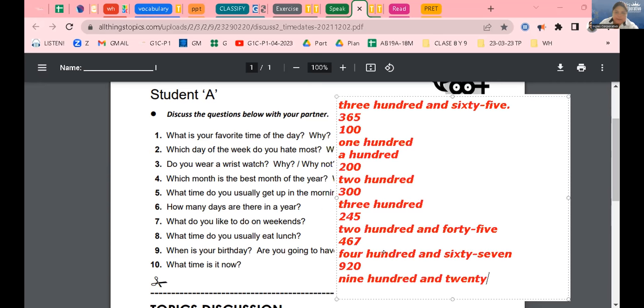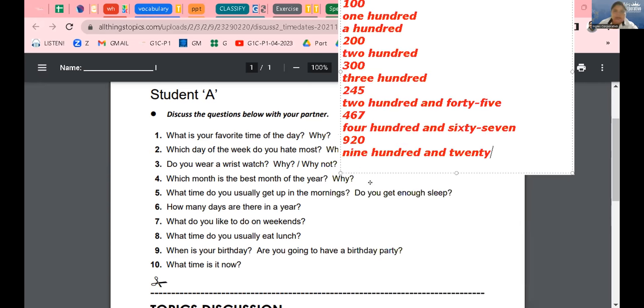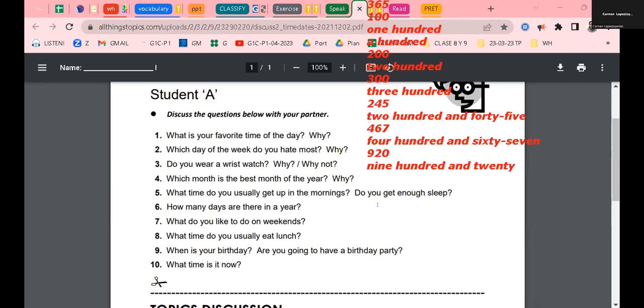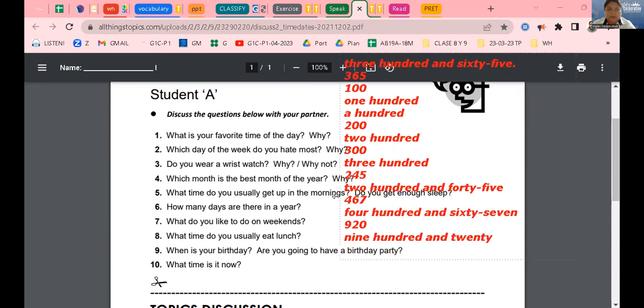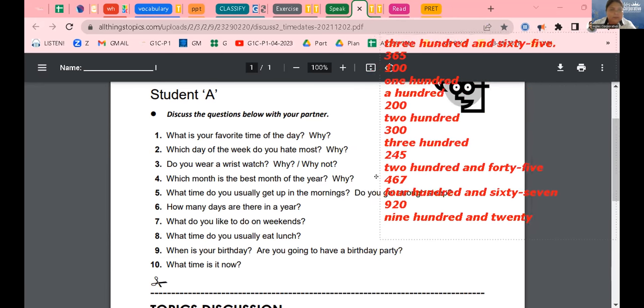Okay, let's see. What do you like to do? Let's continue. What do you like to do on weekends? Tell me, Johnny, what do you like to do on weekends? You mentioned one activity. I like going to the cinema and shopping. Okay, nice. Johnny goes shopping on weekends.